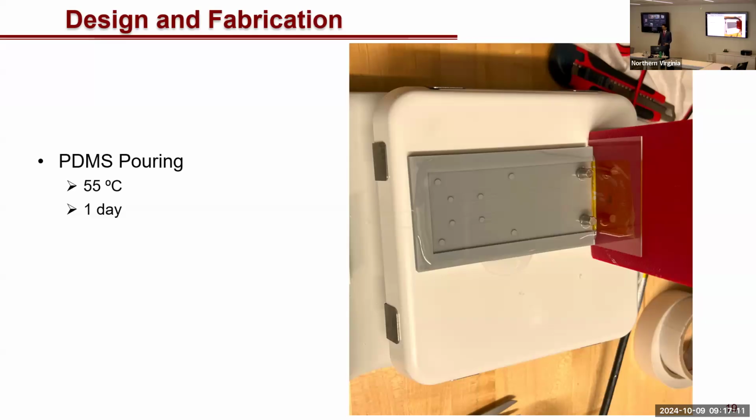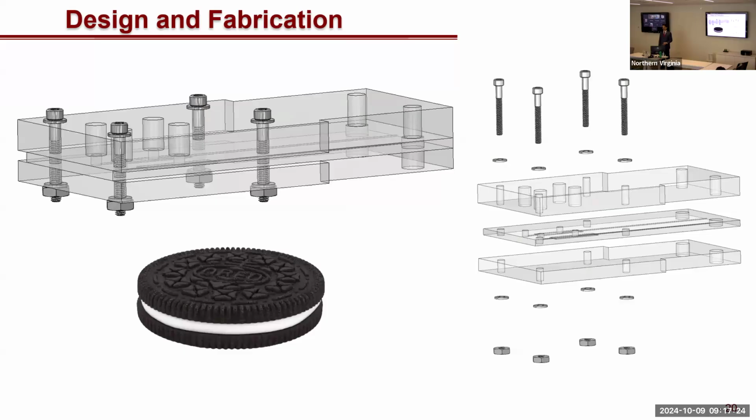Once it's cured, it has a very rubbery consistency. So those channels are imprinted into it, but it has an open face. So we need to close these channels somehow. We do this by putting it up against an acrylic plate and applying pressure with fasteners.